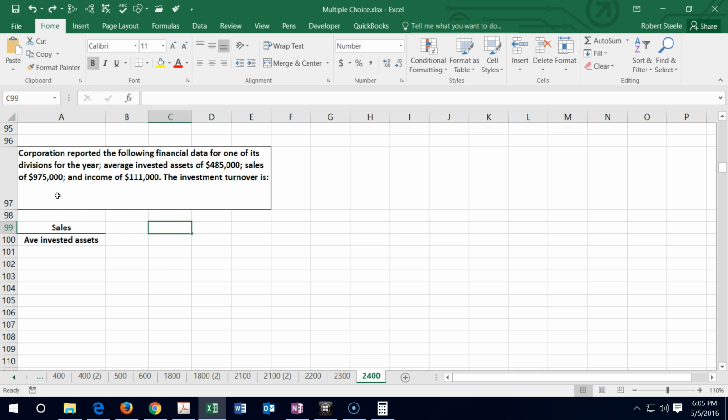So we've got the 975,000 over the average investment assets, which actually they just gave us to be the 485,000, and that will be our ratio that we need to calculate out.